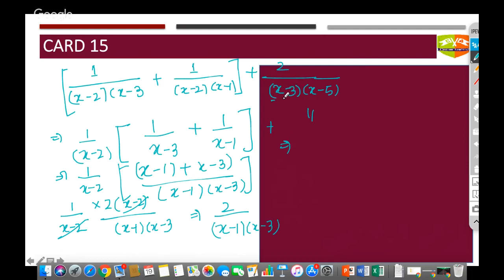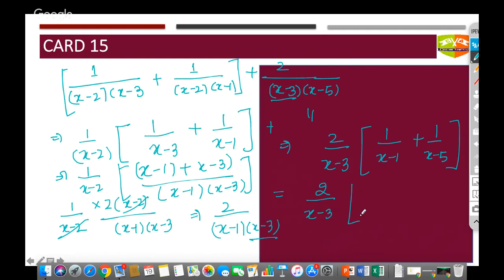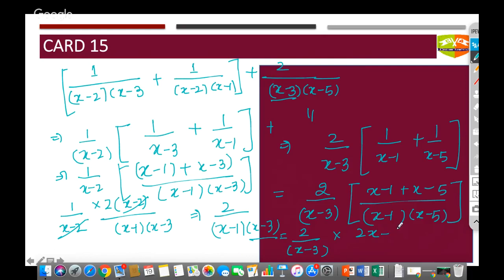So here also you can see in the denominator x minus 3 and x minus 3 are equal. So I take 2 divided by x minus 3 common, and what is left is 1 divided by x minus 1 plus 1 divided by x minus 5. This is equal to 2 divided by x minus 3 multiplied by (x minus 1 plus x minus 5) divided by (x minus 1) multiplied by (x minus 5). So this is equal to 2 divided by x minus 3, and 2x minus 6 divided by (x minus 1)(x minus 5).